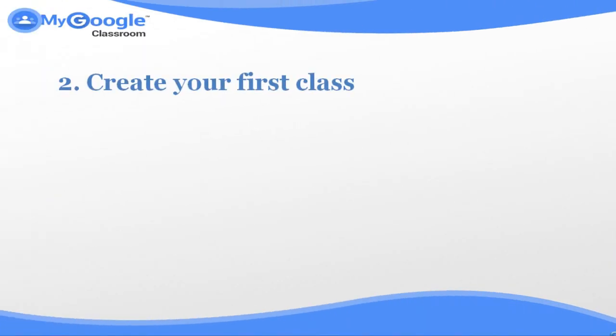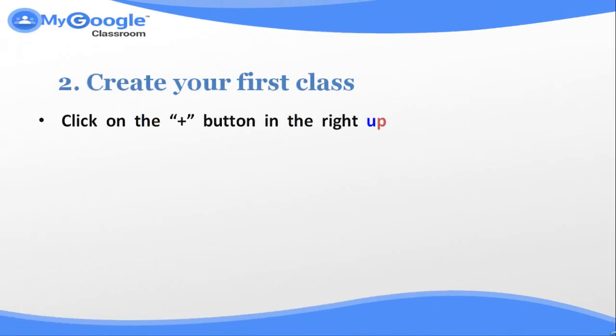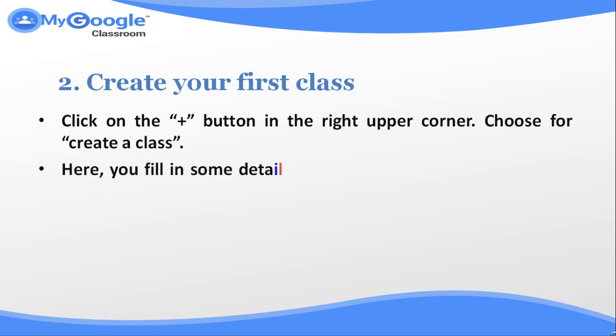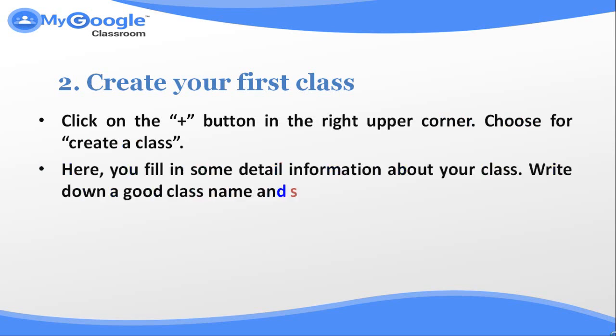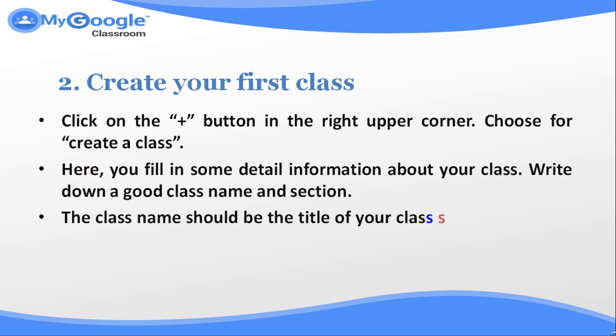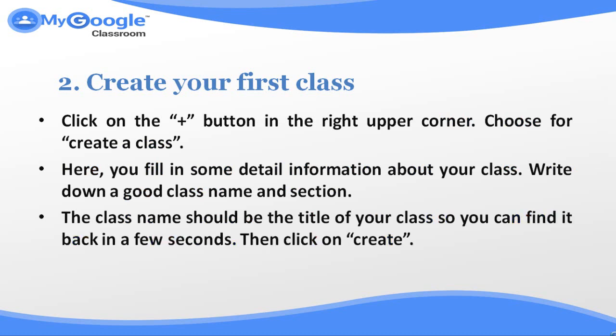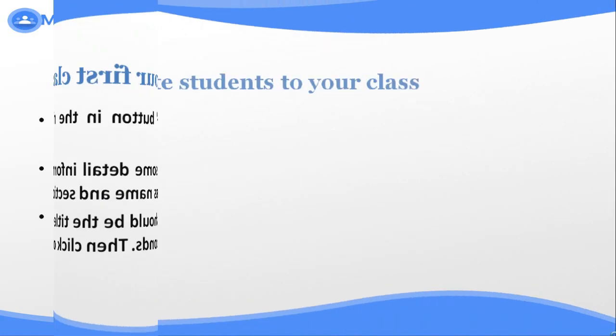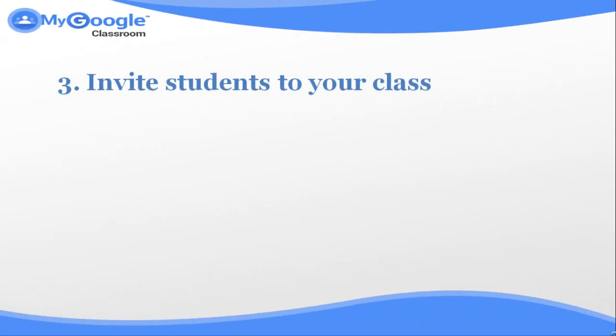Number 2, create your first class. Click on the plus button in the right upper corner. Choose Create a Class. Here you find some detailed information about your class. Write down a good class name and section. The class name should be the title of your class, so you can find it back in a few seconds. Then click on Create.